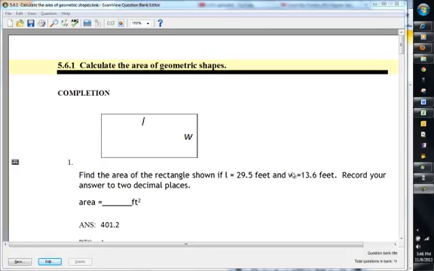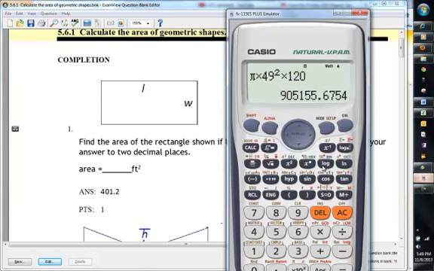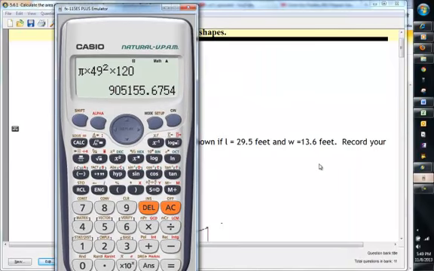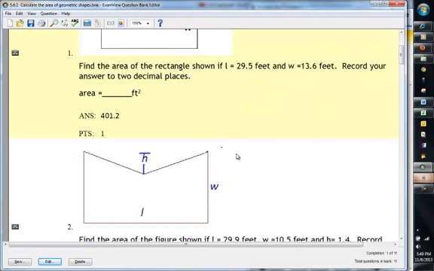In this lesson, we're going to calculate the area of geometric figures. The first one is the area of this rectangle. As you can see, it says it's 29.5 long and 13.6 wide. So on our calculator, we would just multiply those two together, 29.5 times 13.6, and we would get 401.2.